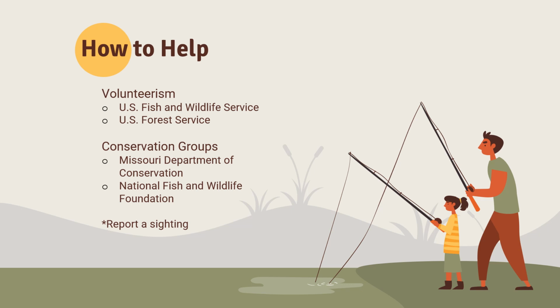Conservation groups. Here locally, we have the Missouri Department of Conservation, and then on a national level, you have the National Fish and Wildlife Foundation that's also looking for volunteers. You can also report a sighting to your local Fish and Wildlife. They like to at least just take note, even if there's been a sighting of a carp in the area, and that way they can update their data and stay on top of things.